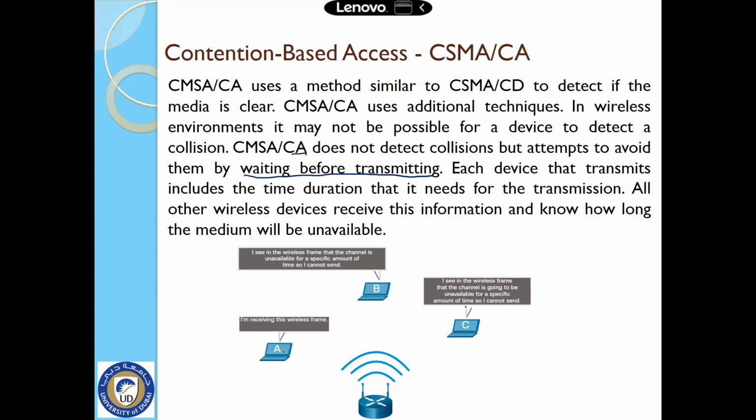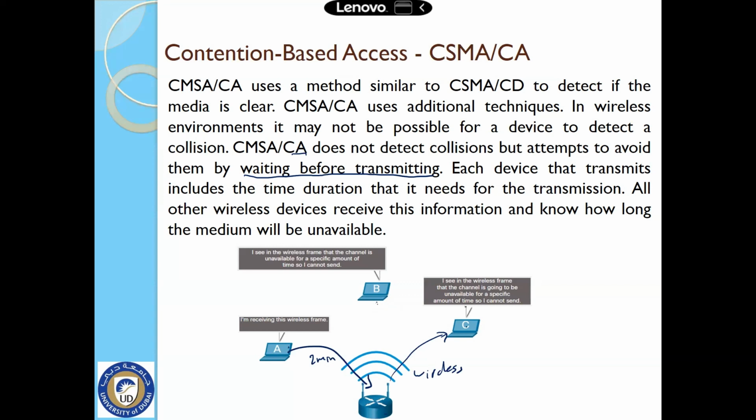So for example, host A wants to send a message to host C. The message will go through the router, the wireless router. So that's wireless. And along with the data, there will be a duration, like 2 minutes. Now this router will direct the message wirelessly to C. Now B will not receive the message, but it will know that this router has been occupied for 2 minutes. So it will wait. Each device that transmits includes the time duration that is needed for the transmission.